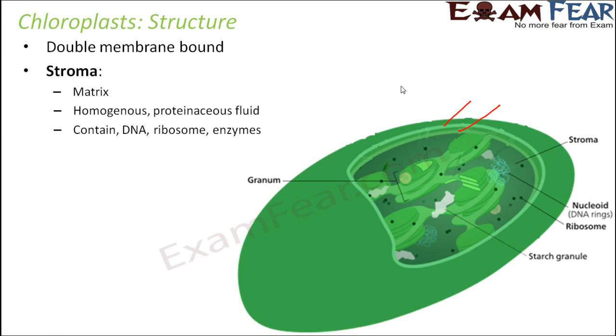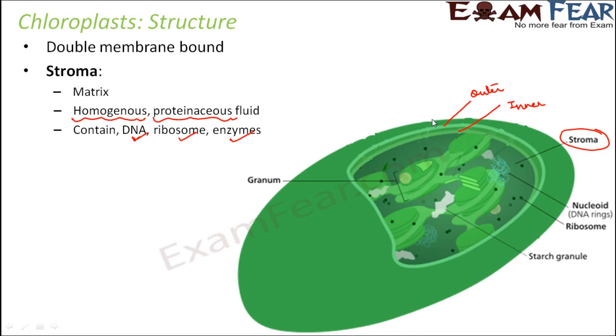Stroma is the matrix. So this is your outer membrane, this is your inner membrane, and inside the inner membrane, whatever matrix you have, that is the ground substance. So this is the ground substance, the dark green colored structure. This ground substance is given the name of stroma. It is a fluid-like structure. It is a homogeneous proteinaceous fluid. Homogeneous, we all know, means there is uniformity in the fluid, and it is also composed of protein. It contains DNA, ribosomes and enzymes. So these are the things which are present in the matrix, that is, they are present in the stroma.